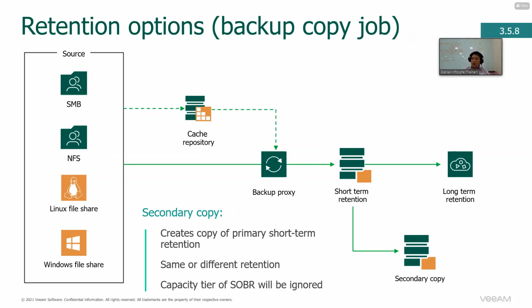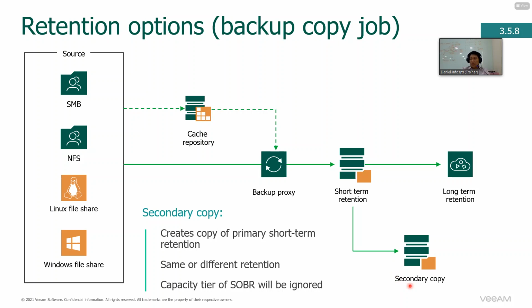Okay, so these are additional options. Now, if you plan to fulfill 321 rules, you need to configure secondary copy instead. The good thing about secondary copy is that I will be able to keep the exact same copy that is available in your short-term retention. So your primary backup stays here and I can make the same backup file from it and store it in this secondary copy.